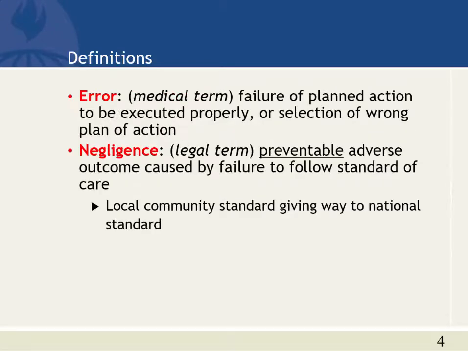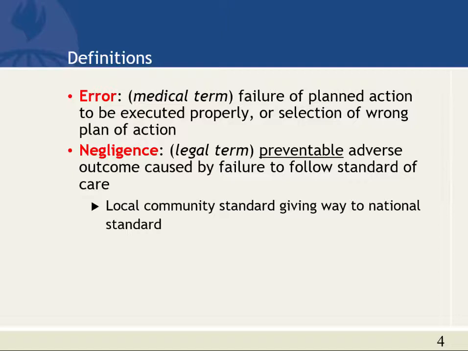More definitions. We need to define what an error is. An error is a medical term, not a legal term. This is the failure of a planned action to result in the intended medical outcome. Next, we'll define a legal term, negligence. Negligence is what courts can decide. And when a court decides that there is negligence, they are saying that there was a preventable adverse outcome caused by the physician's failure to follow a standard of care.